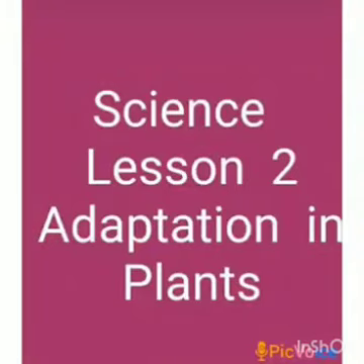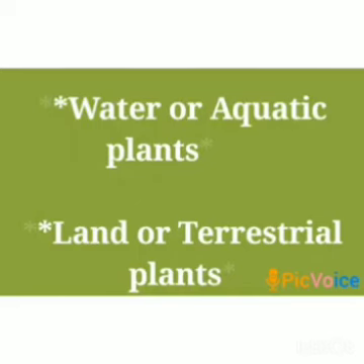Today we are going to start Science Lesson 2, Adaptations in Plants. Plants grow in different places. They can be found in dry and sandy deserts, damp and wet places, hilly areas, valleys, snow-covered high mountains, and even under water. Depending on the habitat they live in, plants can be divided into two major groups: water or aquatic plants, land or terrestrial plants.